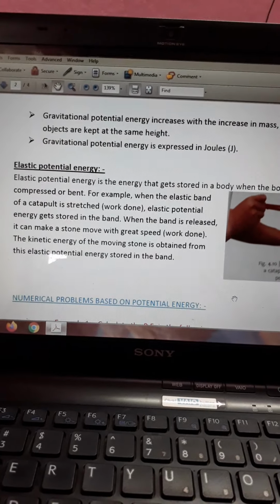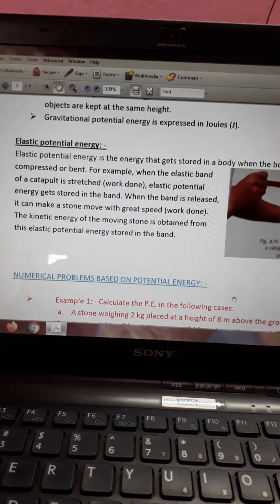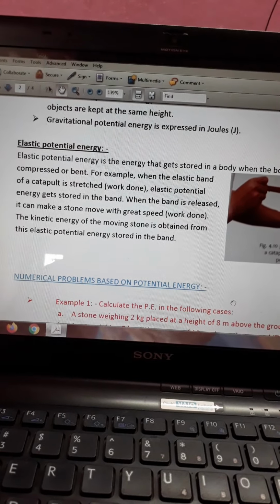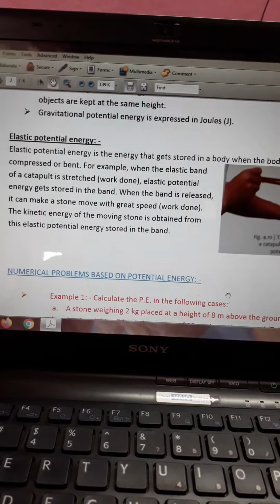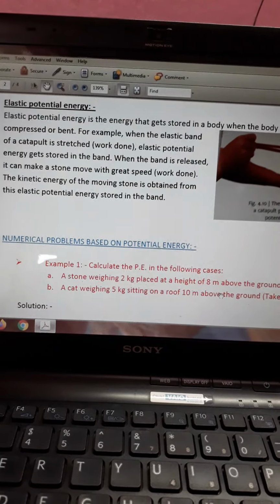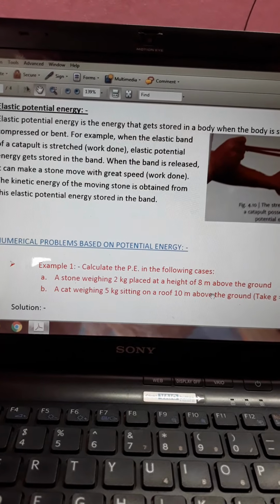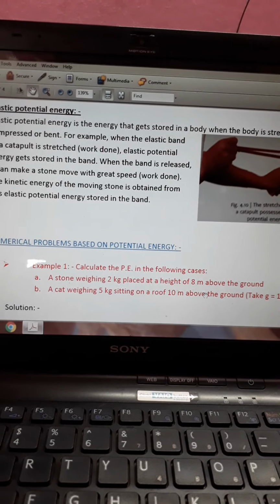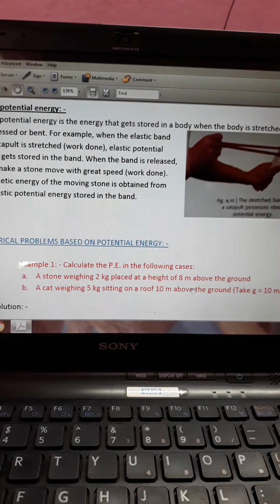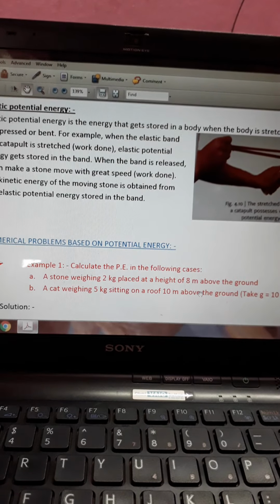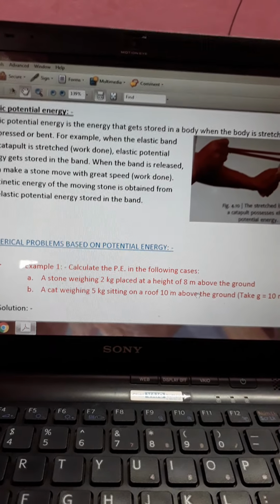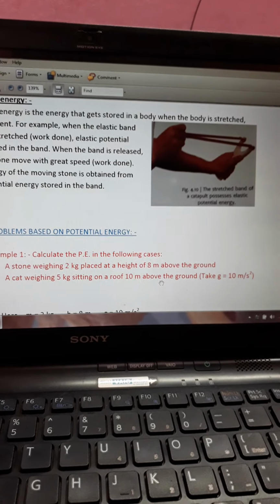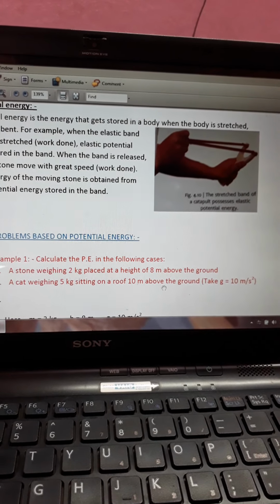So now the very important part in this chapter is how to solve the numerical problems which are based on potential energy. So let's see the first example. Example 1. Calculate the potential energy in the following cases. A stone weighing 2 kg placed at a height of 8 meter above the ground. And the second question is that a cat weighing 5 kg sitting on a roof 10 meter above the ground. Take g equals to 10 meter per second square.